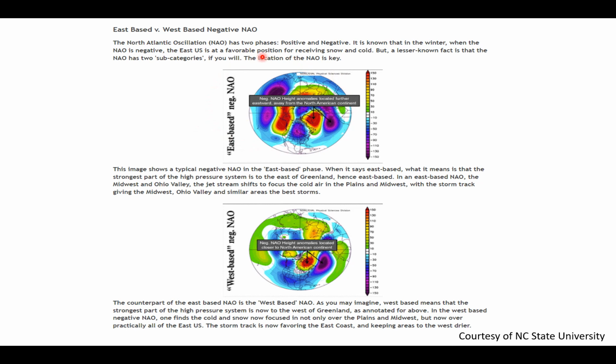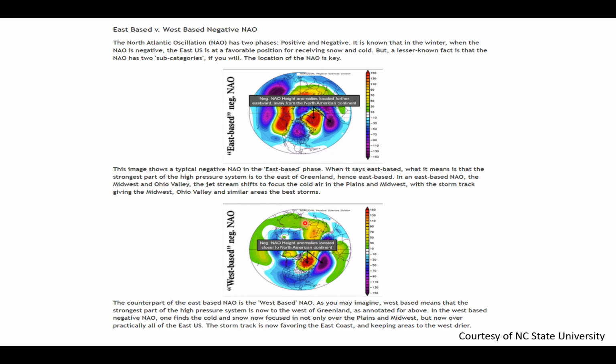We're going to examine the first one up top here. This image shows a negative-based NAO. Now, what is a negative-based NAO? It's one in which the upper level ridge, the strongest heights, are generally located further eastward, away from the North American continent, generally east of Greenland. That's a negative or east-based negative NAO.